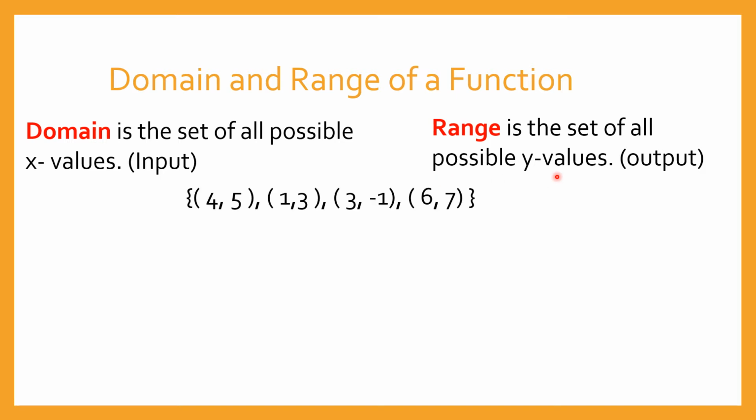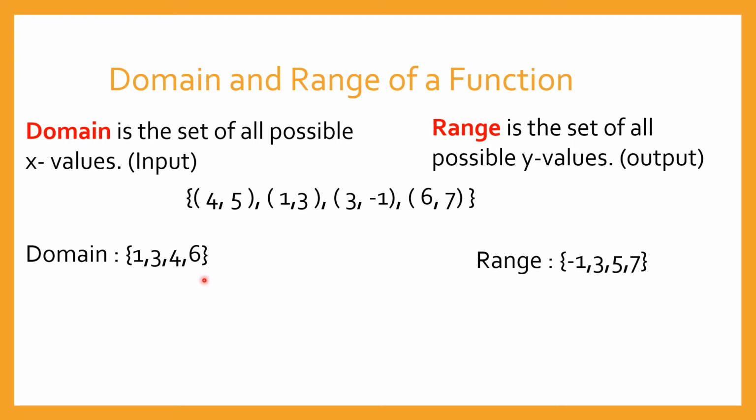So I have here a set of ordered pairs, and each one has an x coordinate and a y coordinate. The x coordinates are what we call the domain, and the y coordinates are what we call the range. The domain, listed in increasing order, is 1, 3, 4, and 6. Okay, so it's a set. And then the range, or all y values, is -1, 3, 5, and 7, arranged in increasing order.